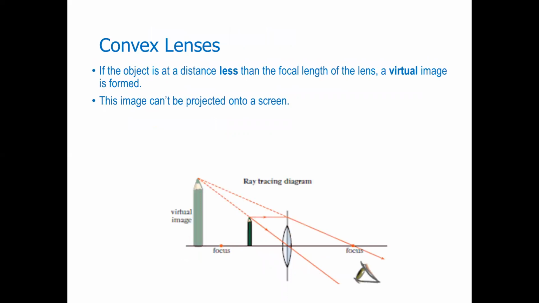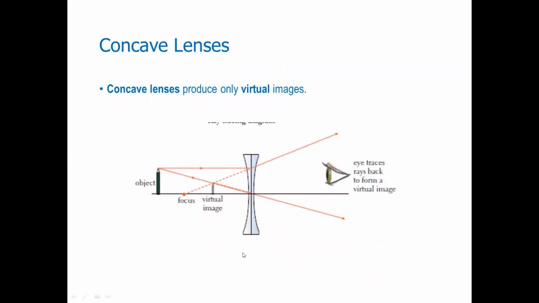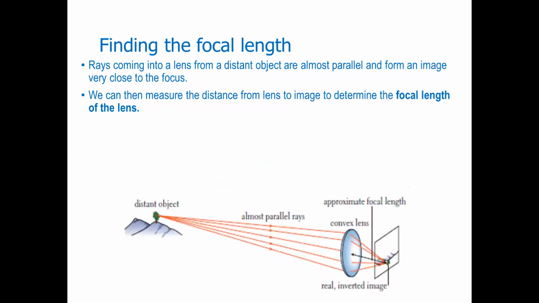If the object is at a distance less than the focal length of the lens, a virtual image is formed. This image cannot be projected onto a screen. So here it shows the same thing. The image is formed on the same side as the object and is basically a larger image. A concave lens produces only virtual images. In case of a concave lens, all images formed are virtual. The figure shows the same thing.